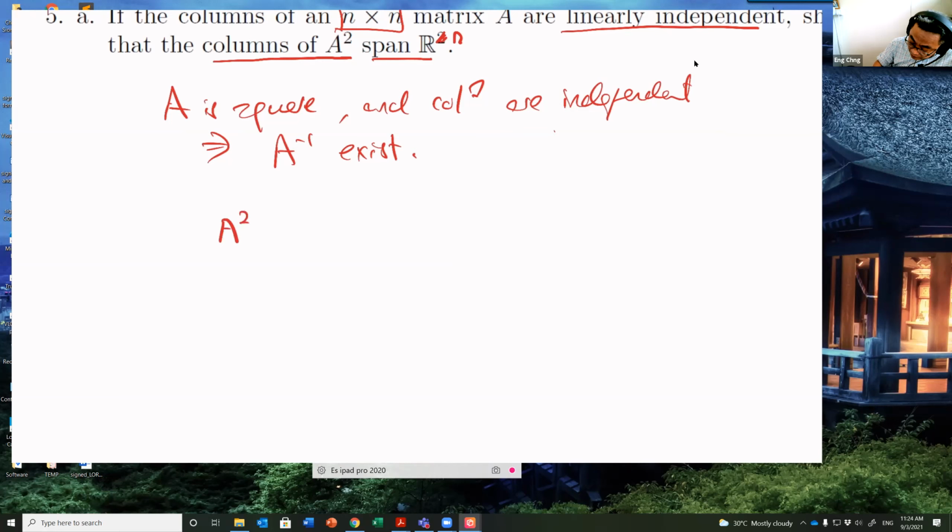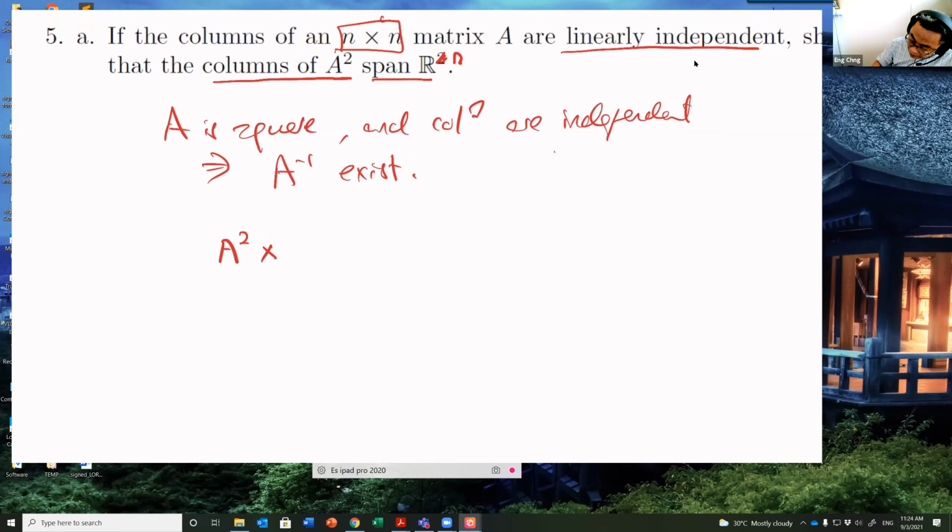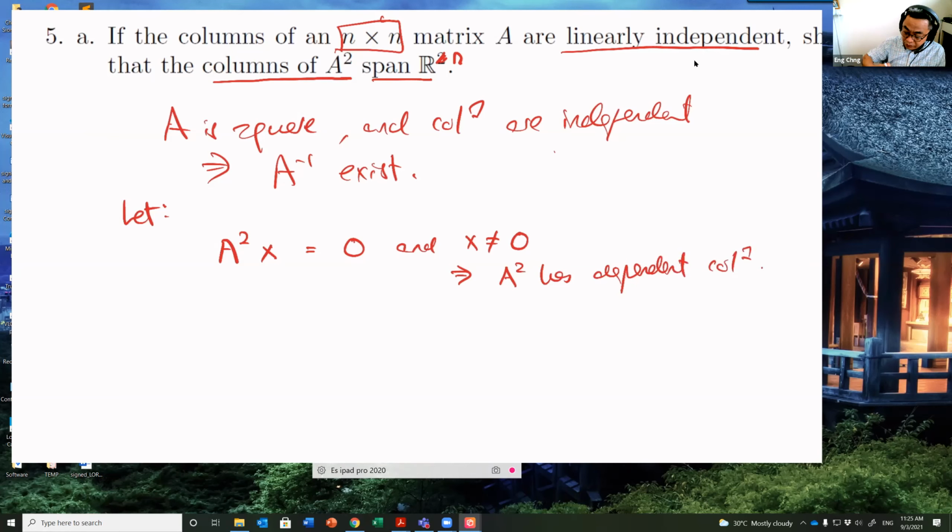So first is A square times X. We want to prove by contradiction. We let A square times X equals to 0 and X is not equal to 0. What this implies is that A square has dependent columns. That's what we are saying. Is this true? Later on, by contradiction, we say this is not true.